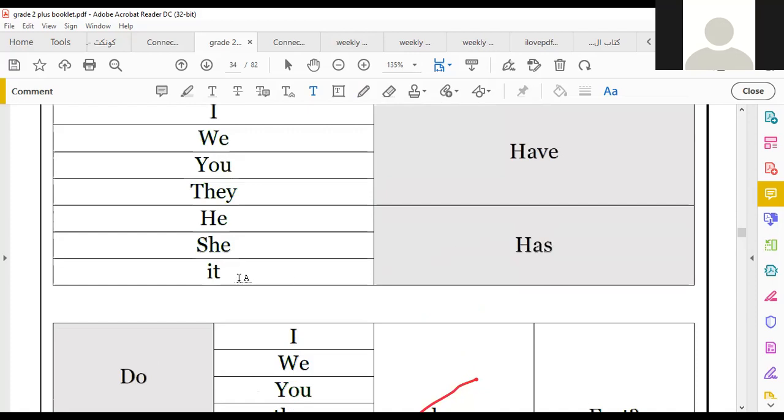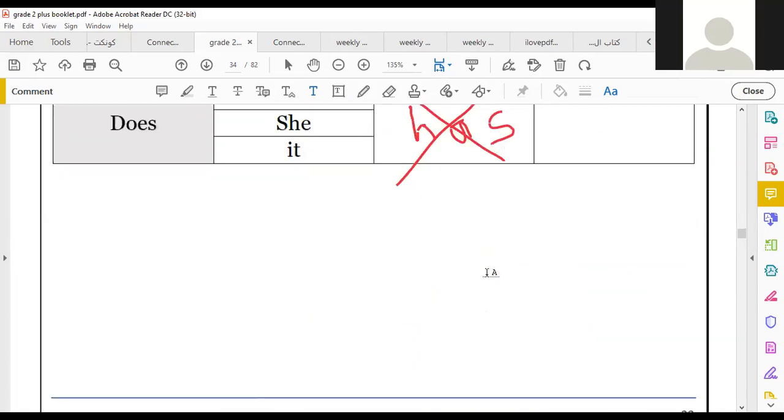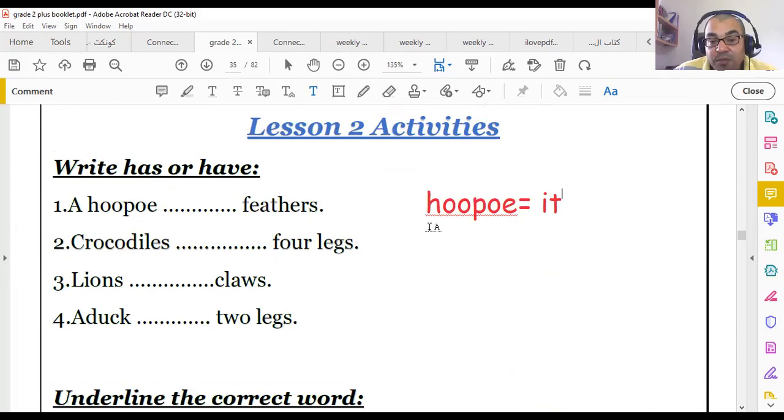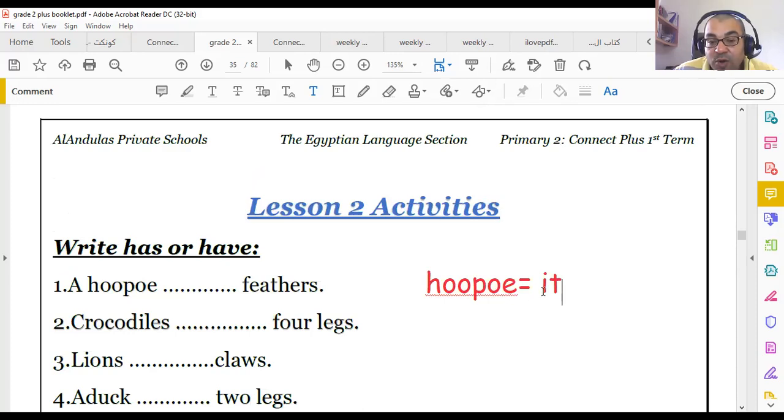Now let us look here. It takes what? What matches with it, have or has? Do we say it have or it has? It has, excellent, Yusuf. And because the hoopoe means it, do we say hoopoe has or hoopoe have? I need you to think again, please. Hoopoe equals what? It. And it takes what? Has. Good.